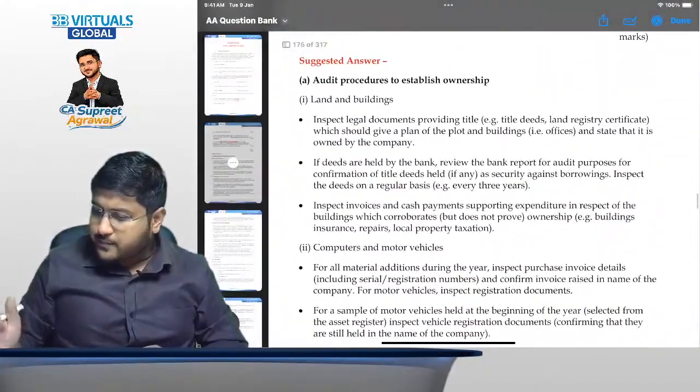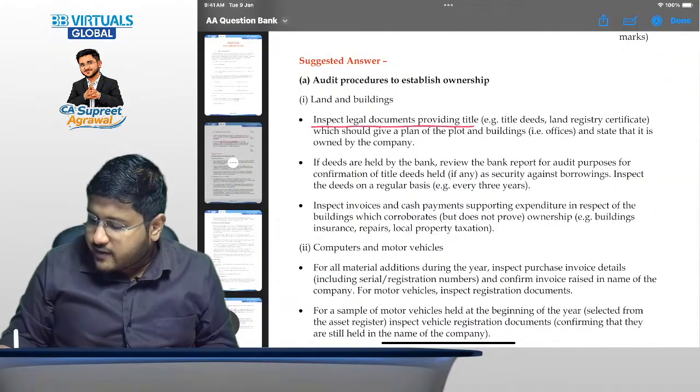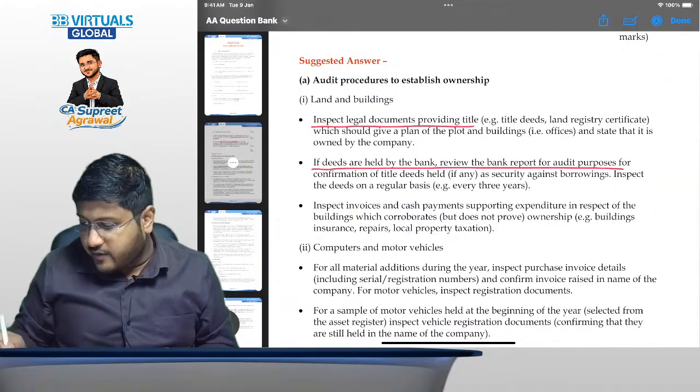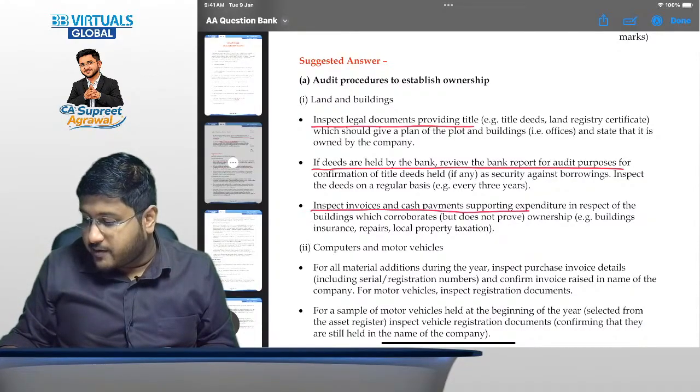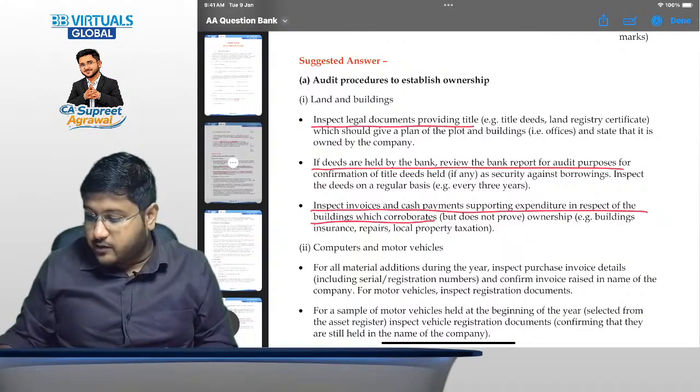Let's go and read the answers. So: inspect legal documents providing title for land and buildings. If deeds are held by the bank, review the bank report that we have discussed, and inspect invoices and cash payments supporting the expenditure in respect of the buildings, which corroborates. It does not prove, but it corroborates the ownership.